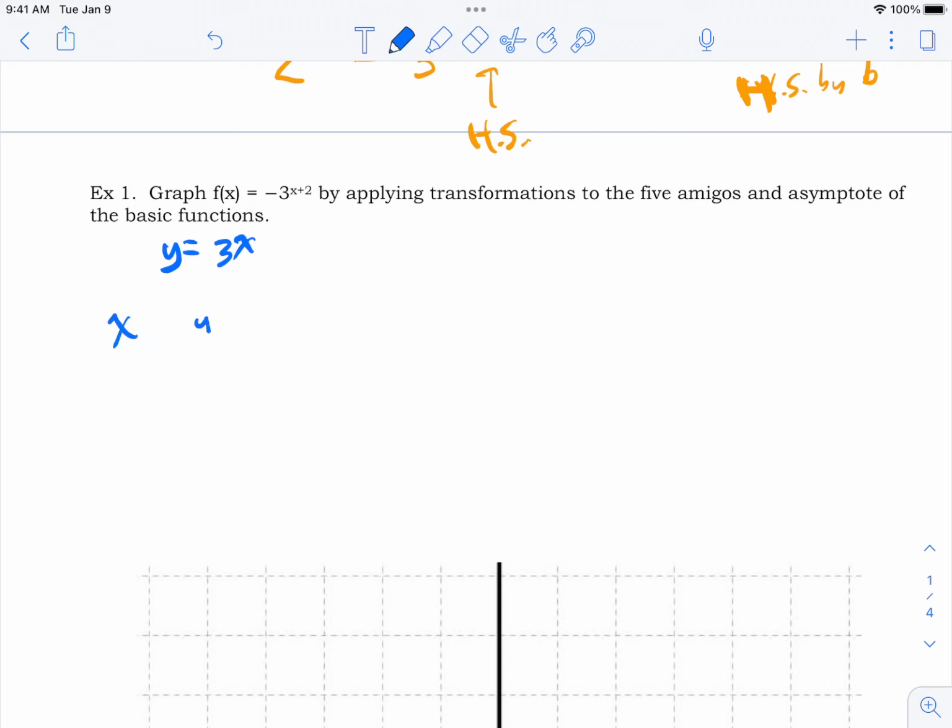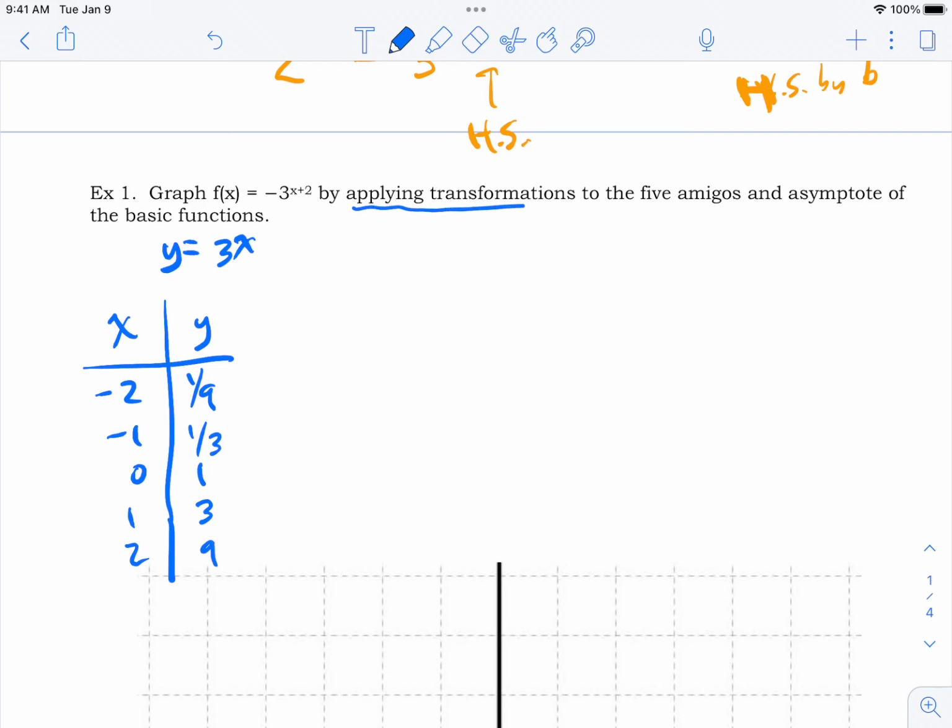But I'm going to do the old -2, -1, 0, 1, and 2, because those are how I get my 5 amigos. 3 to the -2, again, that's 1/9. 3 to the -1 is 1/3. 3 to the 0 is 1. 3 to the 1 is 3. 3 to the 2 is 9. Cool.